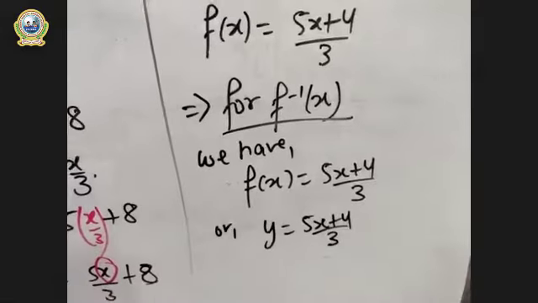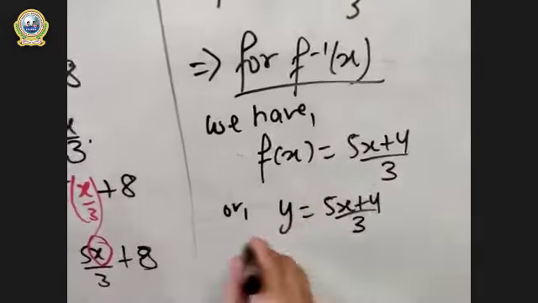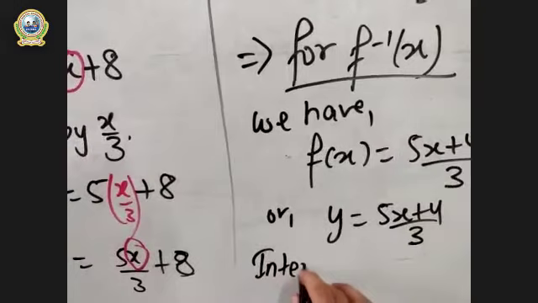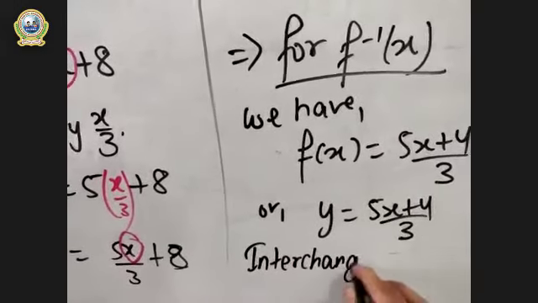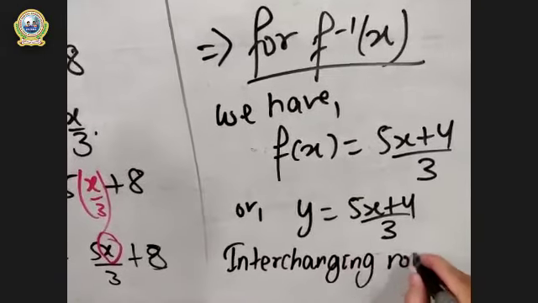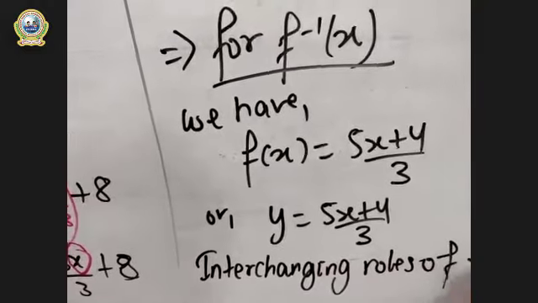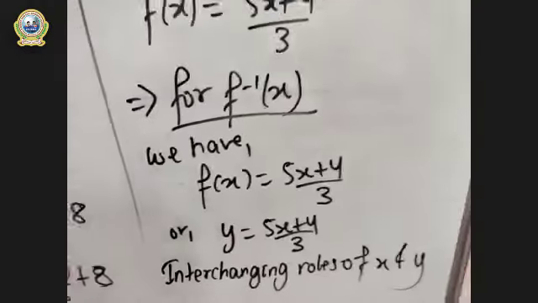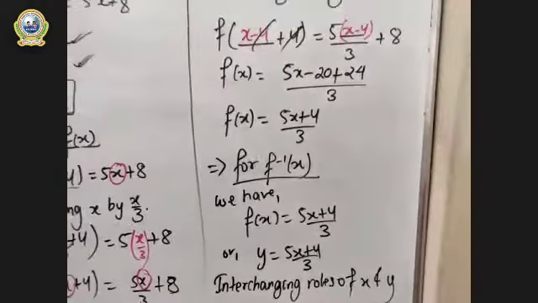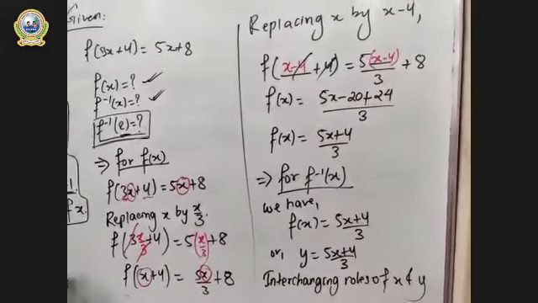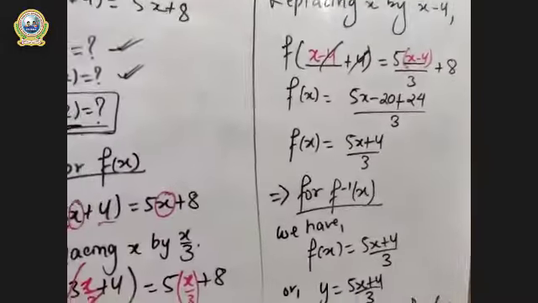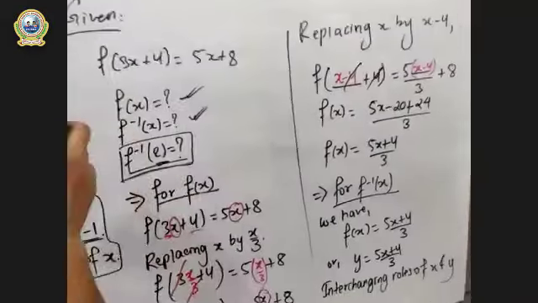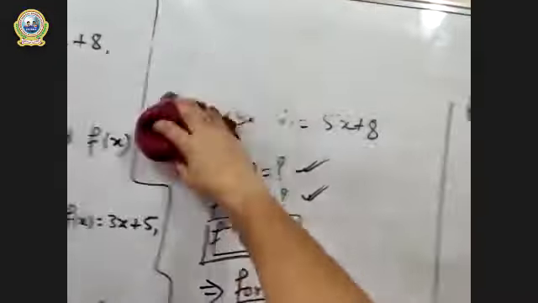Now the next step will be interchanging the roles of x and y, right? Interchanging the roles of x and y. I think I should rub the board. Few seconds, okay? Just a second. So keep on calculating the inverse. Just to calculate the inverse, I am rubbing the board.